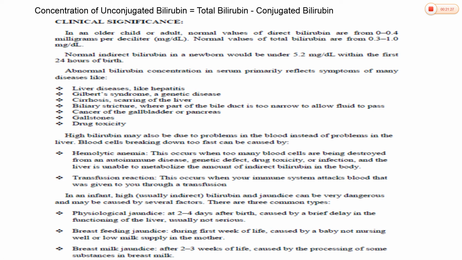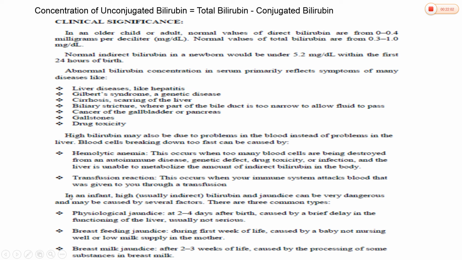of birth. The abnormal bilirubin concentrations in serum majorly reflect the symptoms of many diseases like hepatitis or Gilbert syndrome, which is a genetic disease, and cirrhosis, that means the scarring of the liver, or a biliary structure where part of the bile duct is too narrow to allow the fluid to pass, or due to the presence of a gallbladder stone, or having a cancer in the pancreatic or gallbladder region, or drug toxicity.